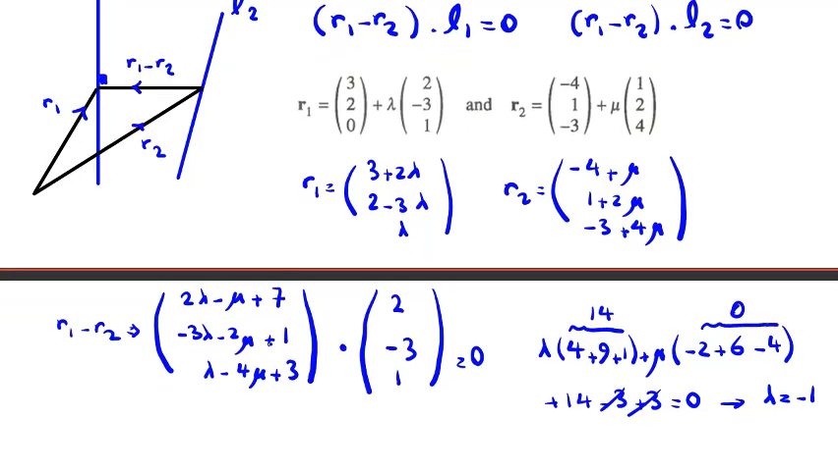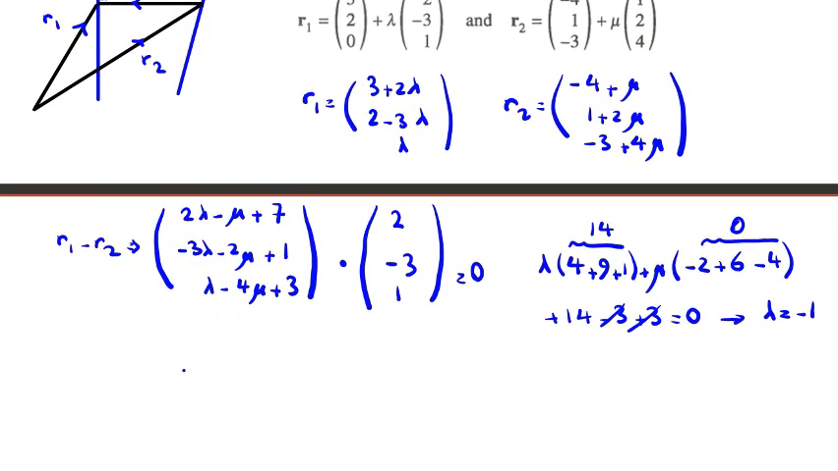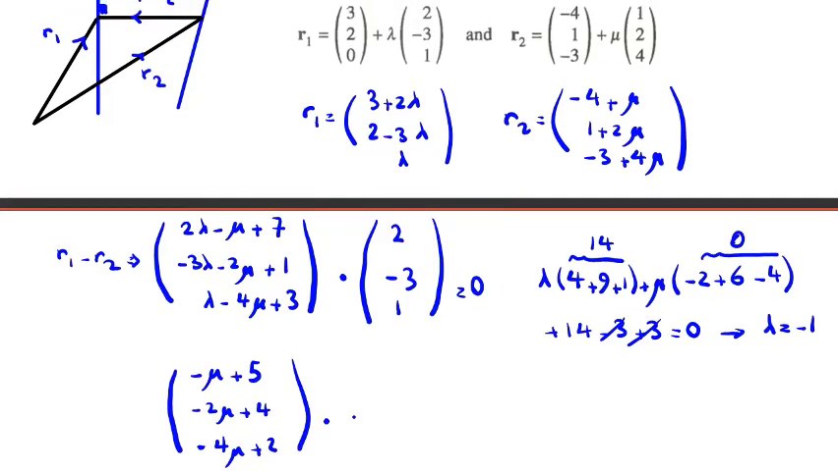You can replace lambda with negative 1. Let me replace this. It will be negative 1, negative 2, 7 will be 5, negative mu plus 5. Negative 3 times negative 1 is 3, plus 1 is 4, negative 2 mu plus 4. And here lambda is negative 1, plus 3 is 2, negative 4 mu plus 2. Dot L2. L2 is what? (1, 2, 4). So it will be dot (1, 2, 4) equals 0.